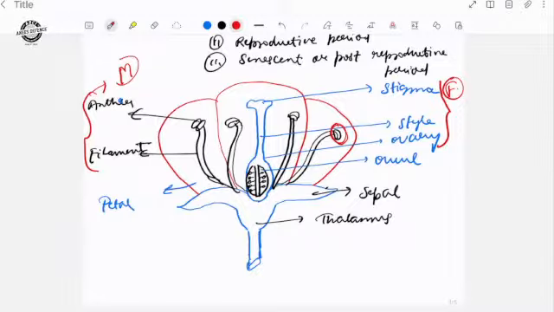The female gamete is the egg that is produced inside the ovule, and the ovule is present inside the ovary. You should remember this relation. And the anther is going to produce pollen grains, and these pollen grains are the male gametes that are going to be transferred from one flower to another, or transferred within the same flower only.